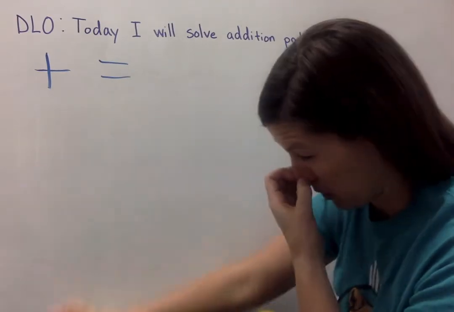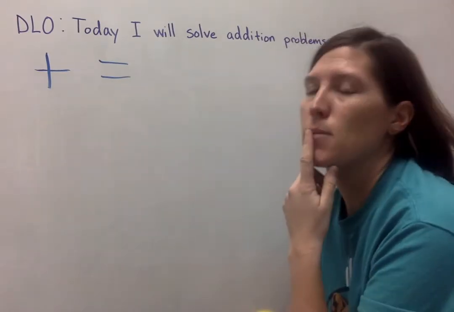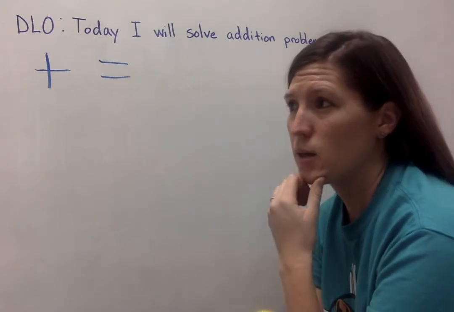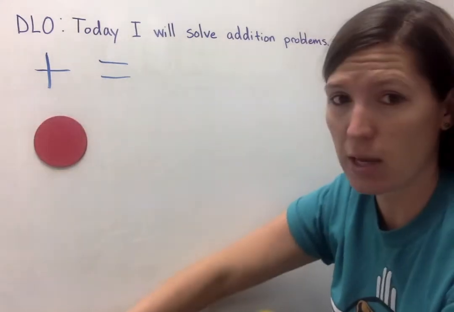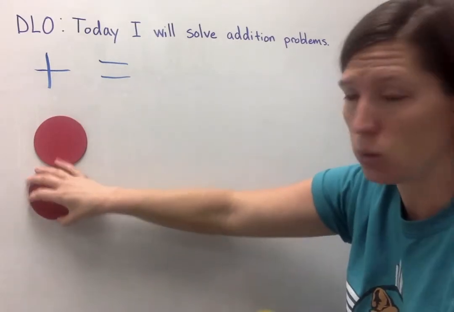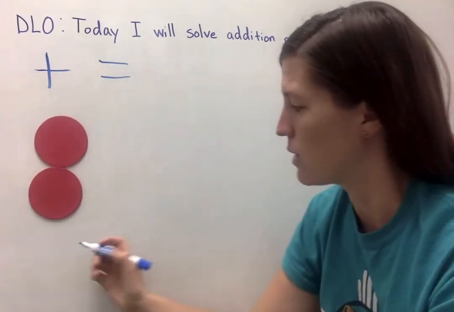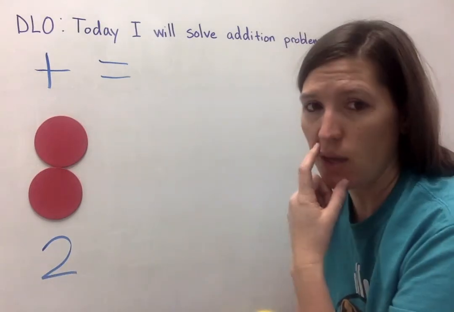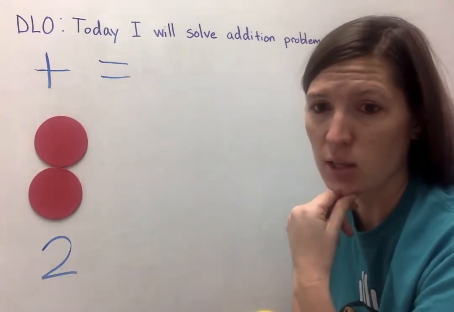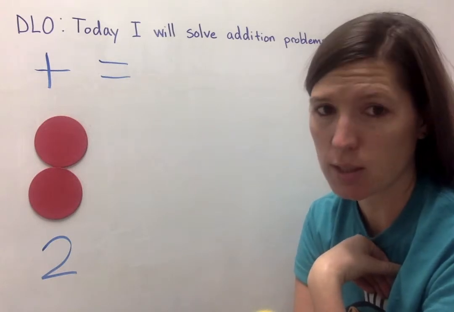Barnyard. We're in the barnyard. Okay, let's see. I was in the barn and I saw 2 cows. How many cows did I see? 2. So I'll write that so I don't forget. I saw 2 cows.